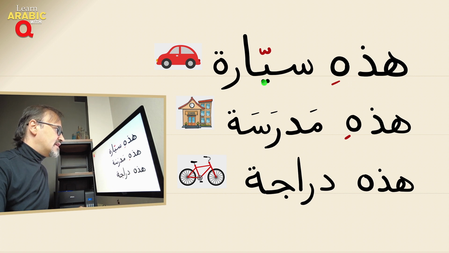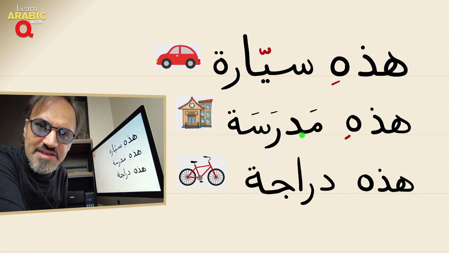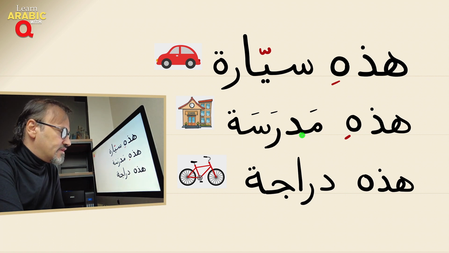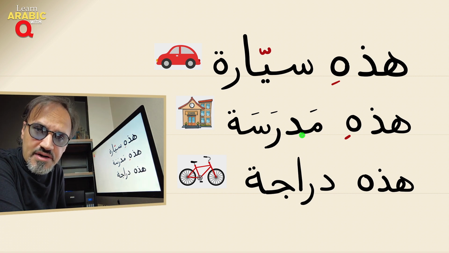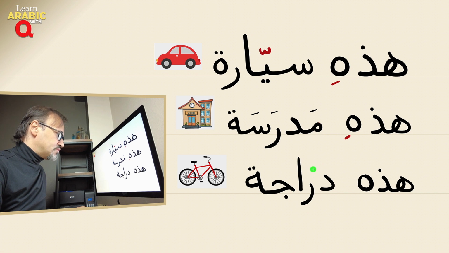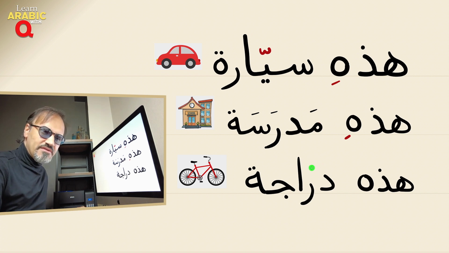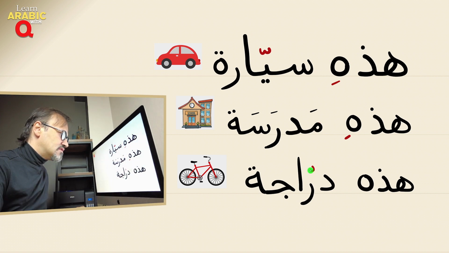هذه سيارة. Say it after me. هذه سيارة. هذه مدرسة. مدرسة. Then we have هذه دراجة. دراجة. Okay. Now, let's let the tashkil help us with the daraja here. You can see that we're doubling down on the ra. Daraja. So we put a shadda, this little w, over here. Daraja.